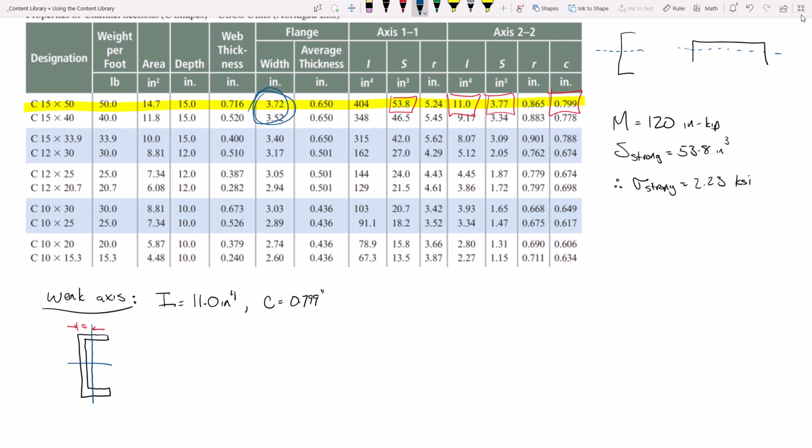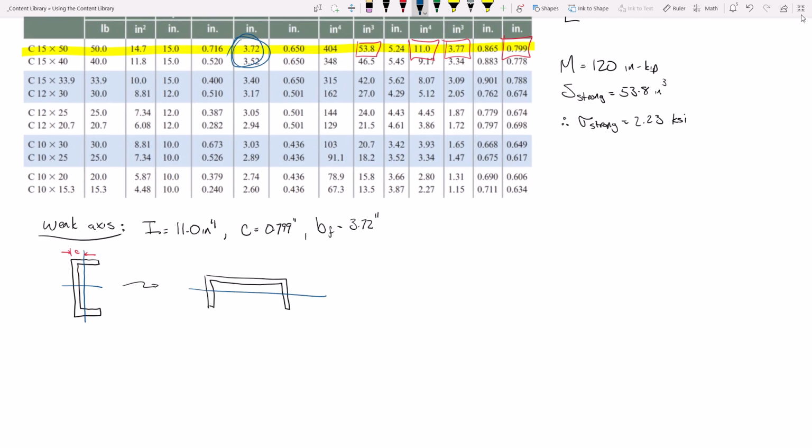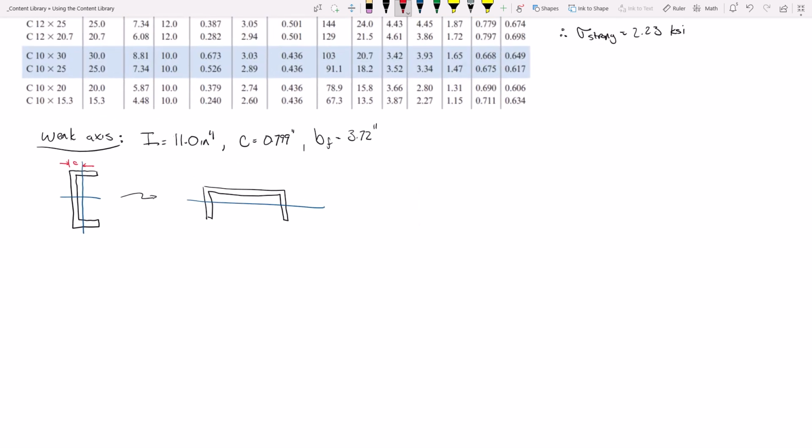Remember, this is a channel, right? These are the flanges. That's the web, right? So the width of the flange is 3.72. I'll call that BF. So if I'm looking at this type of bending, and this is our axis of bending, goodness gracious, the touch screen. This dimension right here is 0.799 inches. This dimension right here is 3.72 minus 0.799 inches.